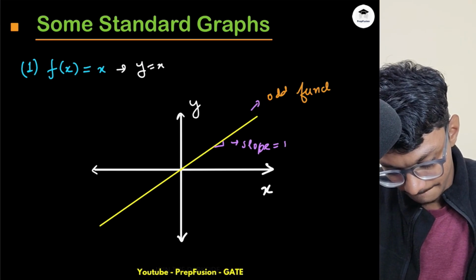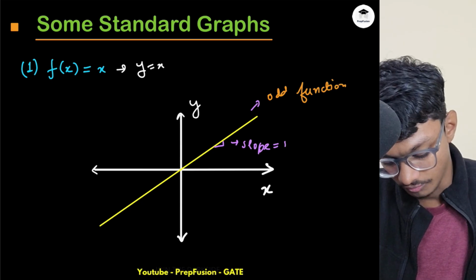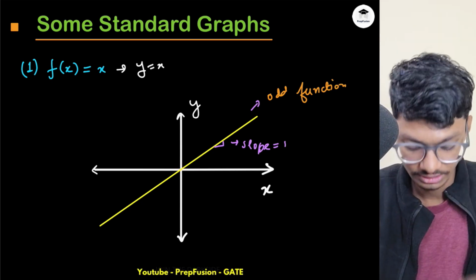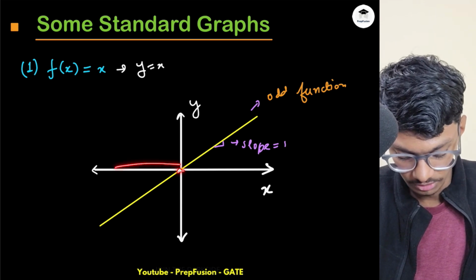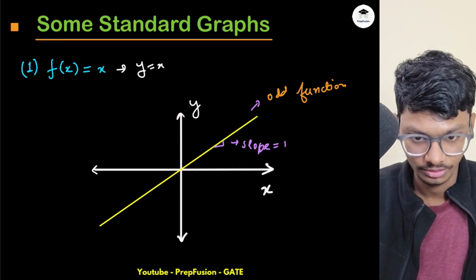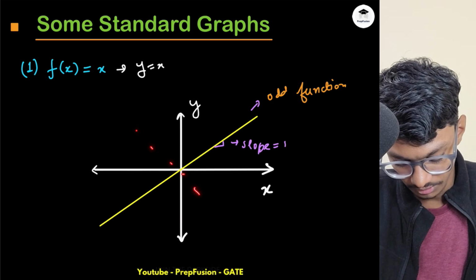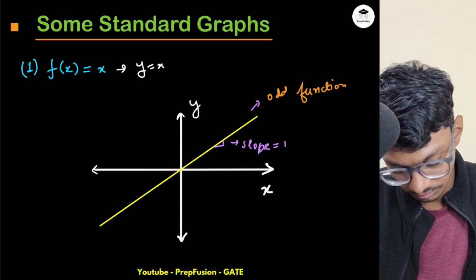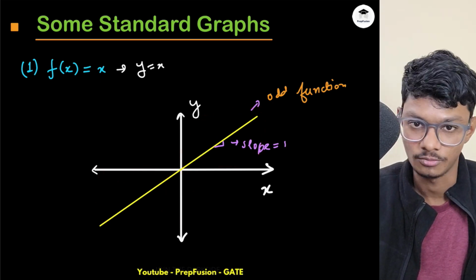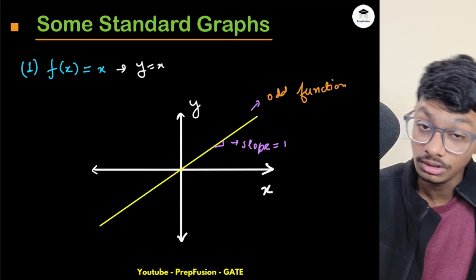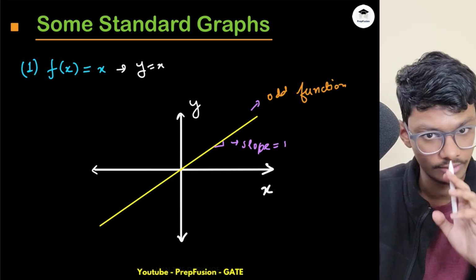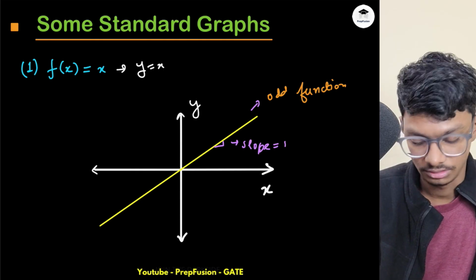Odd function. So why is this symmetric? If you see it graphically, this is symmetrical about the origin. If you break this down, this portion and this portion are the same. Or if you want to prove it from the function relation, I've already done it mathematically.